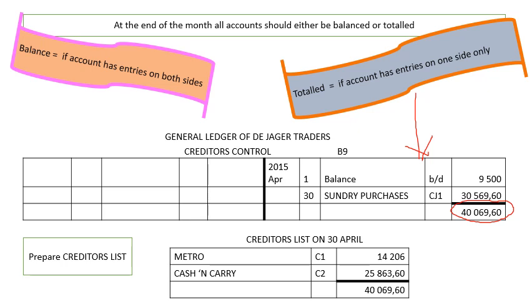You also need to prepare a creditors list. The creditors list is a list of your creditors in your creditors ledger with the total of how much you owe each of them. We've done Metro. For Metro creditor 1, we owe 14,000, and for cash and carry creditor 2, we owe that amount. You total your list, and this total must be equal to the balance of the creditors control account. There you can see we've actually managed to balance this and total the same amounts.